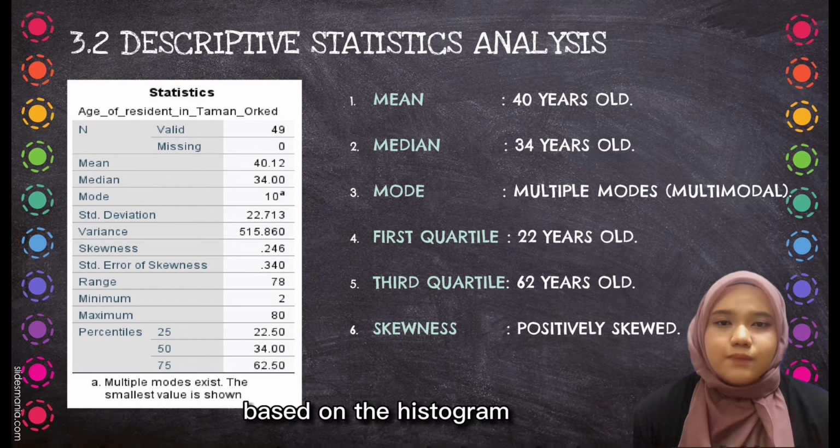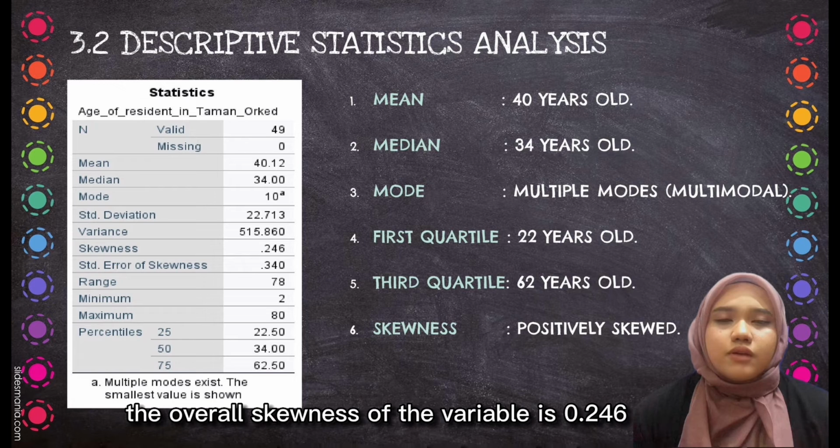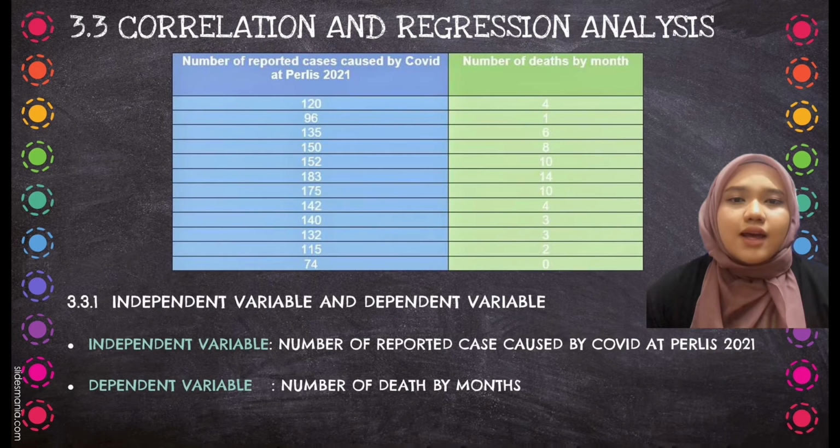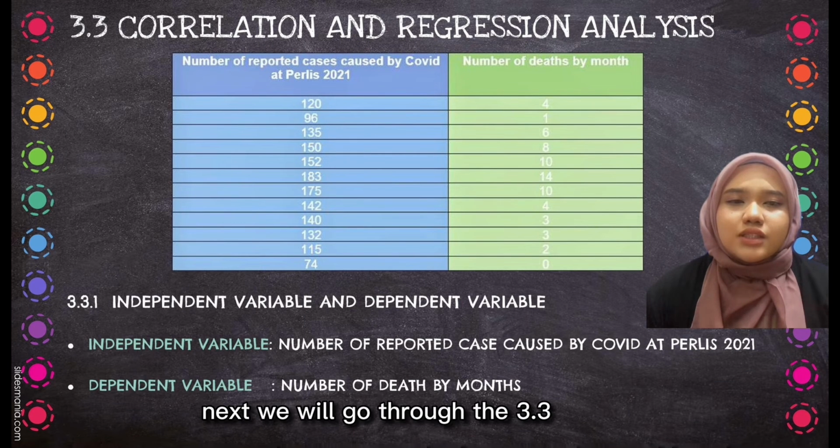Based on the histogram, the overall skewness of the variable is 0.246. The distribution is positively skewed. Next, we will go through 3.3, correlation and regression.